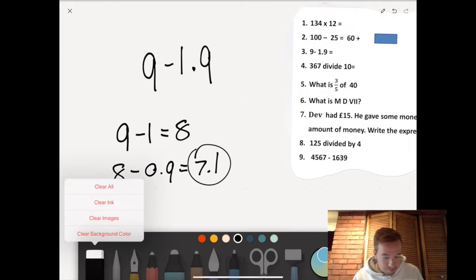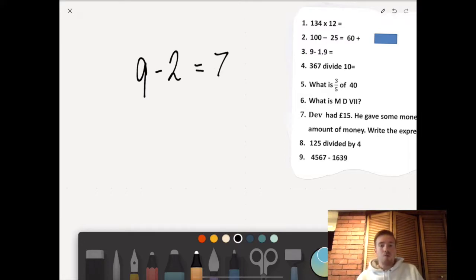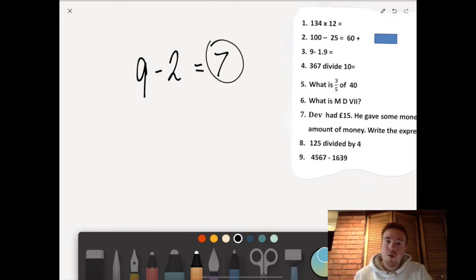Or what you could do is do 9 subtract 2, which equals 7. So instead of subtracting 1.9, you've subtracted 2. So you've taken a tenth too many away to get to 7. Then you need to add a tenth onto your answer to get it back to what you originally should have done, if that makes any sense. You should have subtracted 1.9. You actually subtracted 2, so you subtracted a tenth more than you should have done.